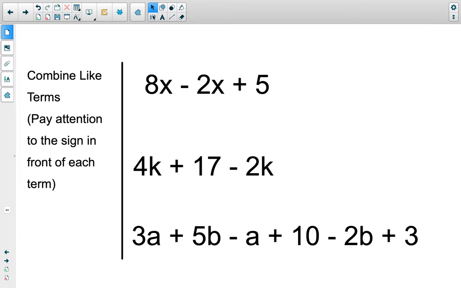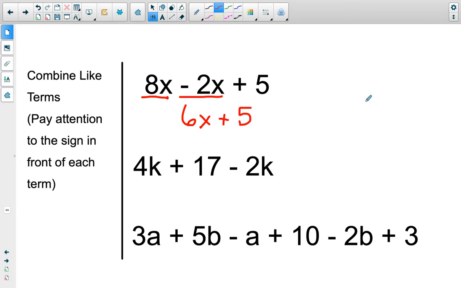Do I have any like terms here? Well, I do. I have this 8x and I have this minus 2x. I can combine those using addition and subtraction. 8x minus 2x gives me 6x. Now I have this 5 here. Can I combine it? No, there's no x on it. So it has to stay exactly like it is. So when I combine my like terms, I have 6x plus 5. Let's look at my next example.